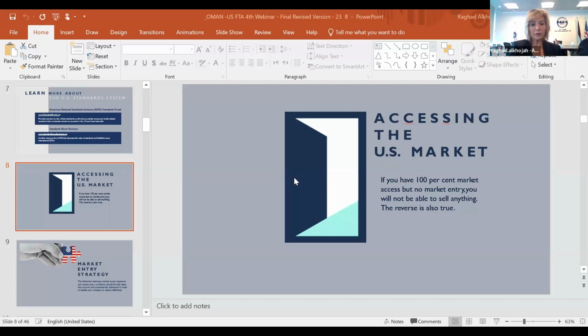Market entry strategy. Still accessing the US market.